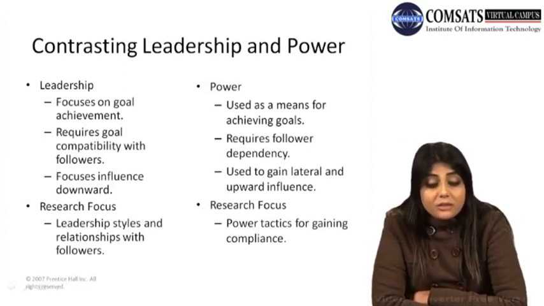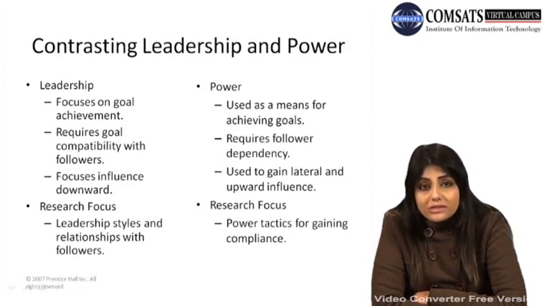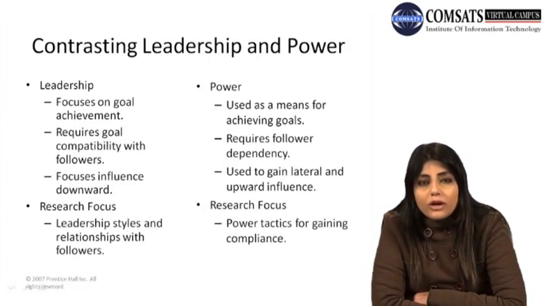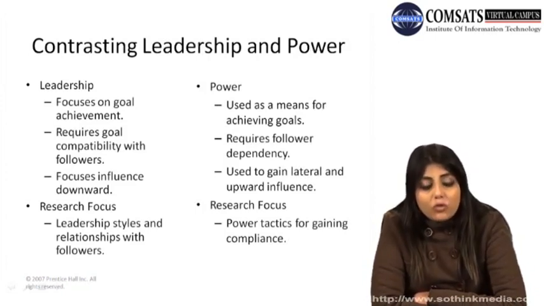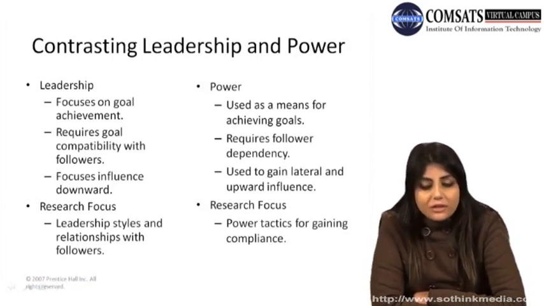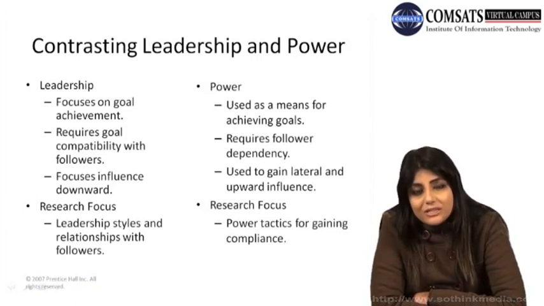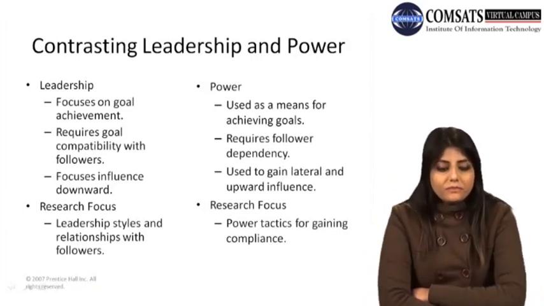Under leadership, the leader basically focuses on goal achievement, whereas power is used as a means for achieving the goals, right? So leaders are the ones who try to motivate their workers for achieving certain goals. They themselves do the same, and they set a role model for their subordinates and motivate them to achieve certain goals, right? Whereas power is basically the use of your legitimate authority to get something done.